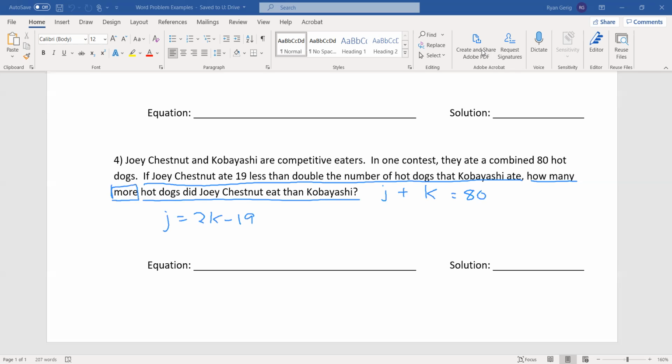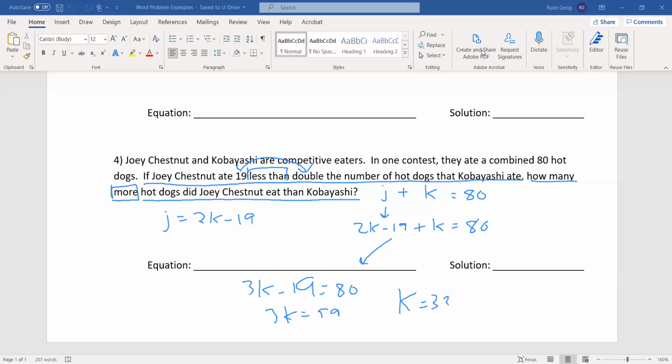Okay, remember with that less than there, that switches the order. So 19 gets written second, and double the number of hot dogs gets written first. So I can rewrite Joey as 2K minus 19. 2K minus 19 means the same thing as J. Plus Kobayashi's hot dogs, which is K, equals 80. There's my equation. Now I can combine like terms. 2K plus 1K is 3K minus 19 equals 80. Add 19, I get 3K equals 99, and I get Kobayashi ate 33 hot dogs.